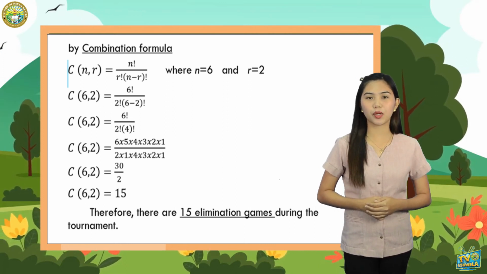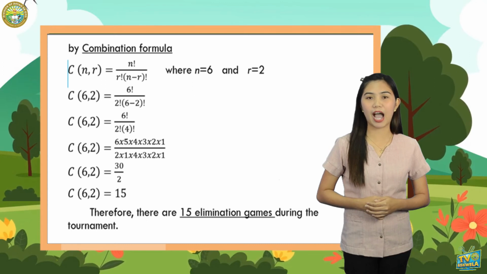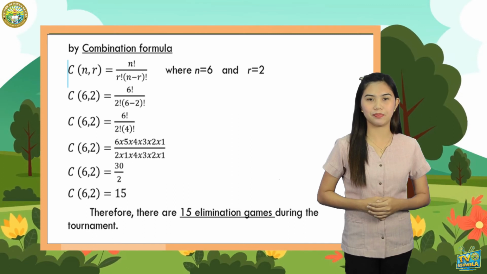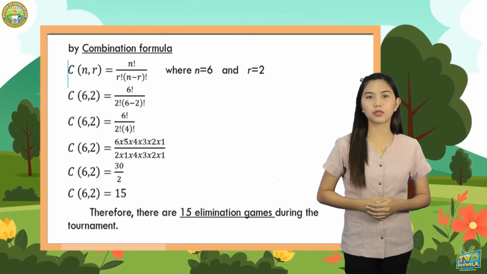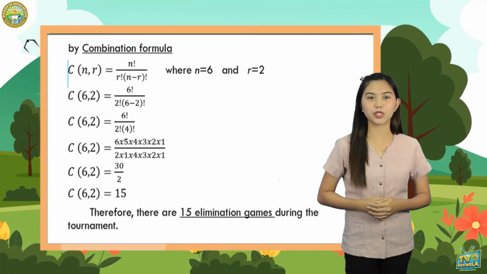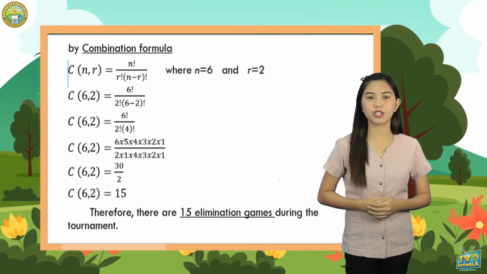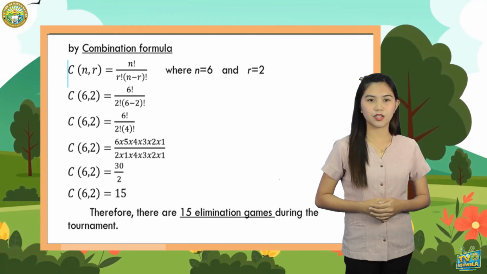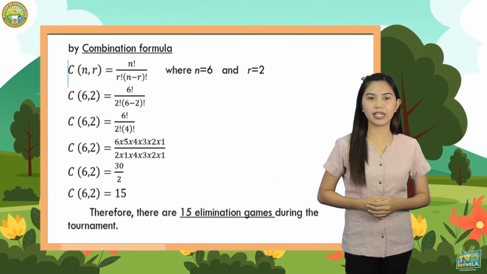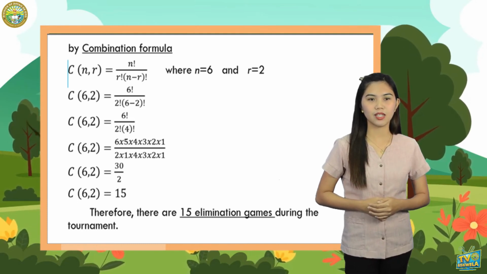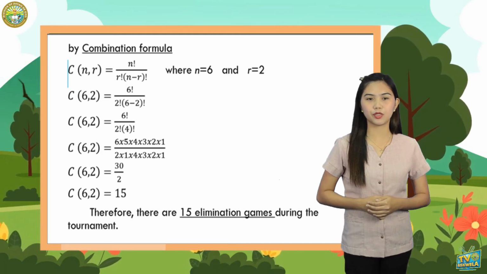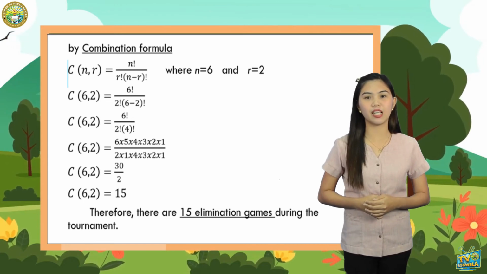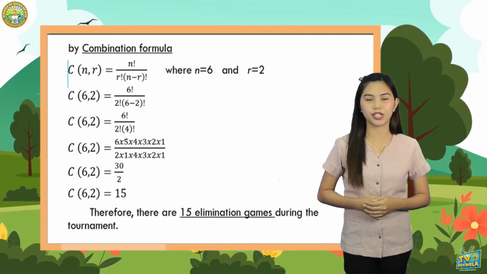Next, 6 factorial is 6 times 5 times 4 times 3 times 2 times 1 over 2 factorial, which is 2 times 1, times 4 factorial, which is 4 times 3 times 2 times 1. So we have 30 divided by 2, and C(6, 2) is equal to 15. Therefore, there are 15 elimination games during the tournament.